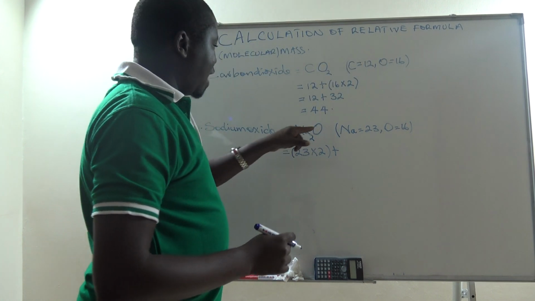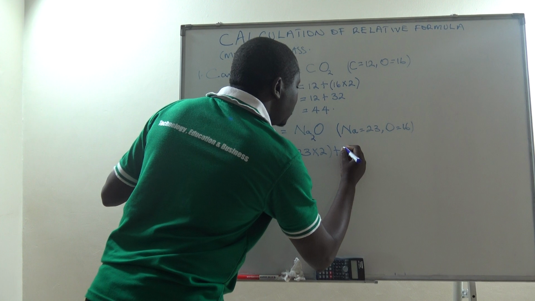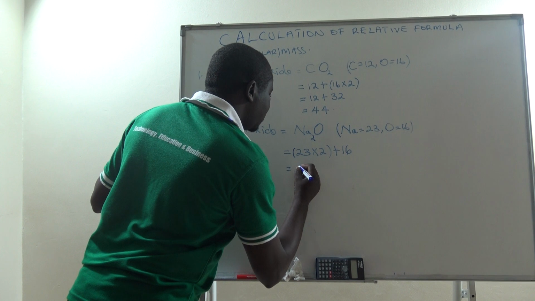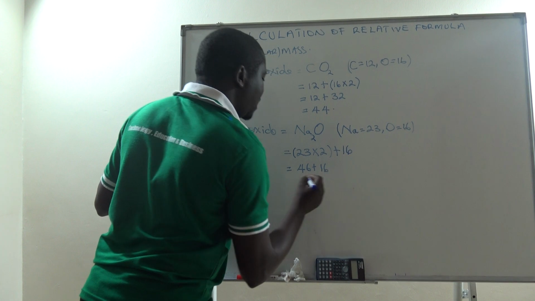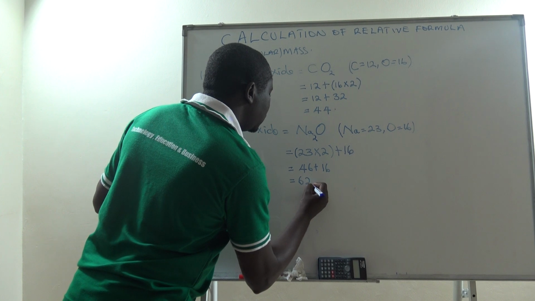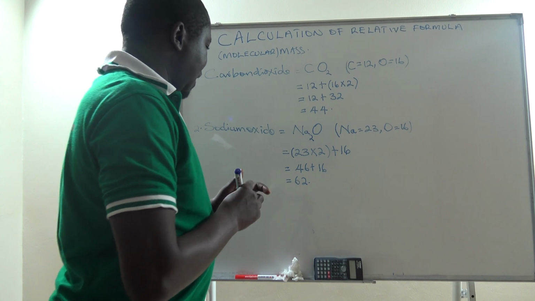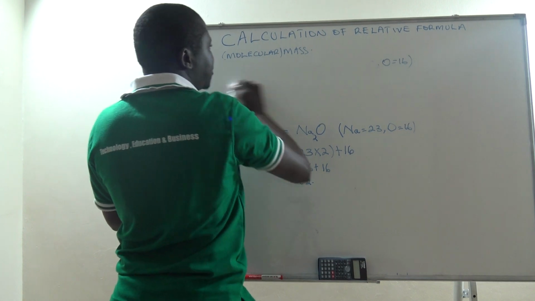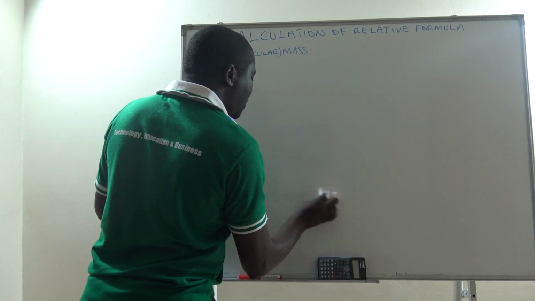So for oxygen, we have only one atom of oxygen, and the relative atomic mass of oxygen is 16. So it will be plus 16. And then we add this together. This one becomes 46 plus 16, and this gives us a total of 62. That is the relative formula mass of sodium oxide. Let us look at other examples of compounds, and see how to get their relative formula masses.